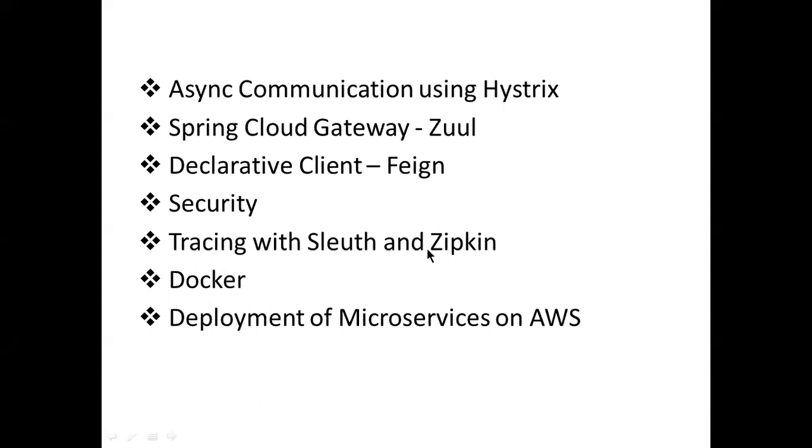Then we are going to see tracing with Sleuth and Zipkin. In this part, a request can go through some hundreds of microservices. Like in Uber, we don't know, but internally every request you make in Uber goes through so many microservices. The Uber application consists of more than 3,000 microservices. Facebook also, at the front end for the end user, it looks like just sending a request and getting the response.